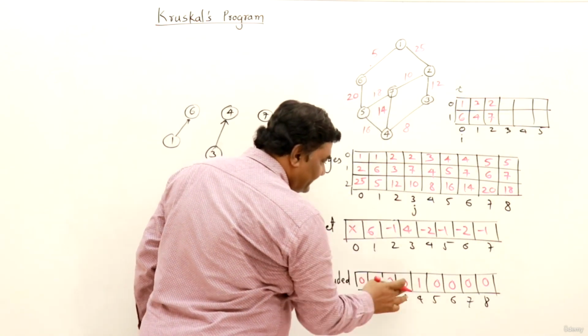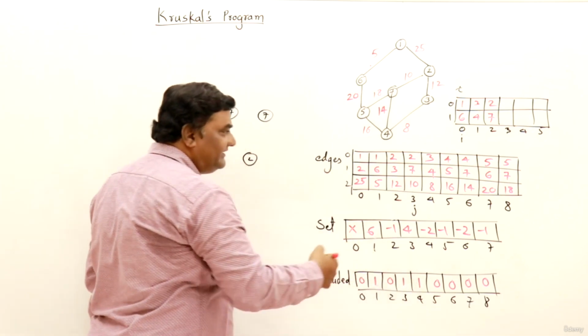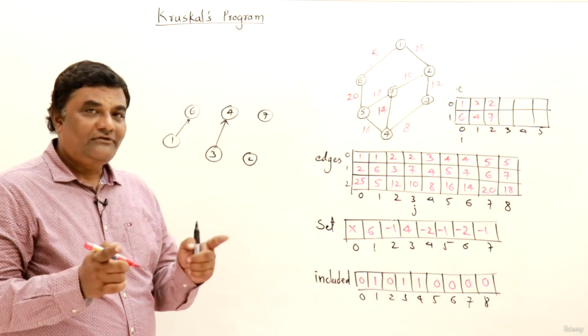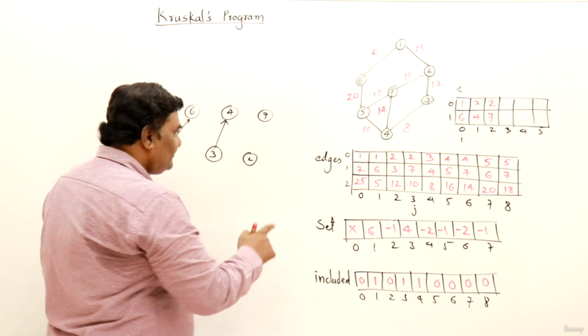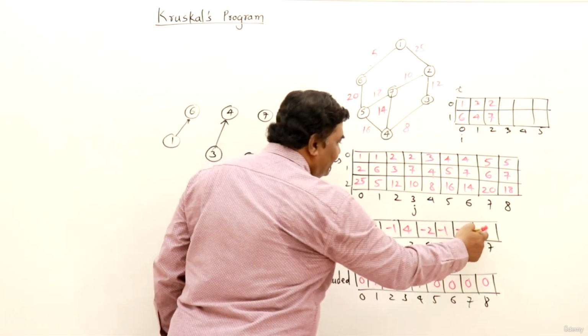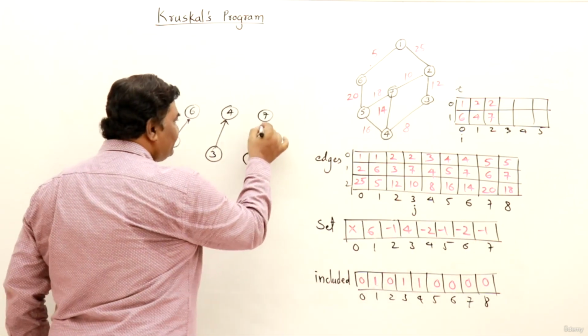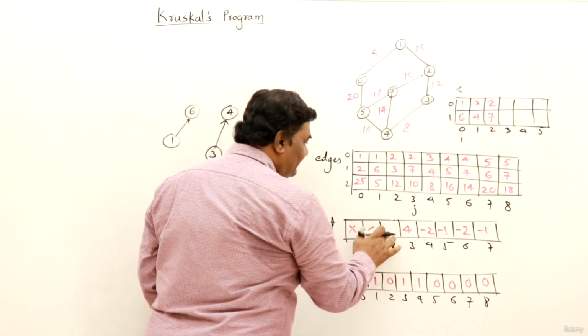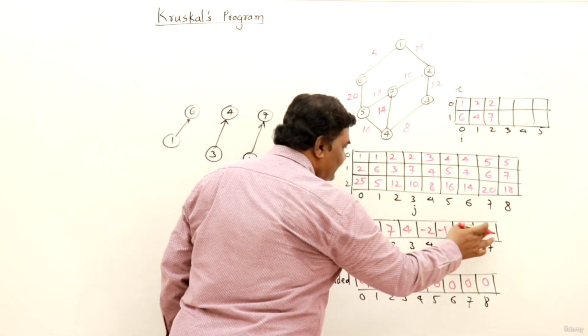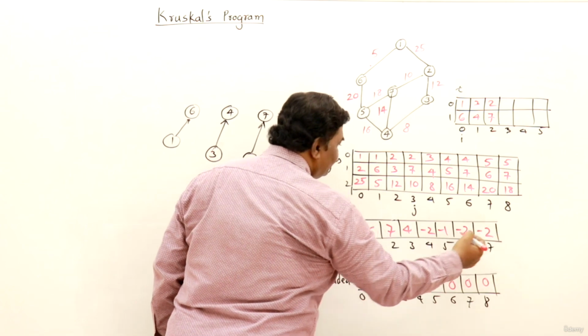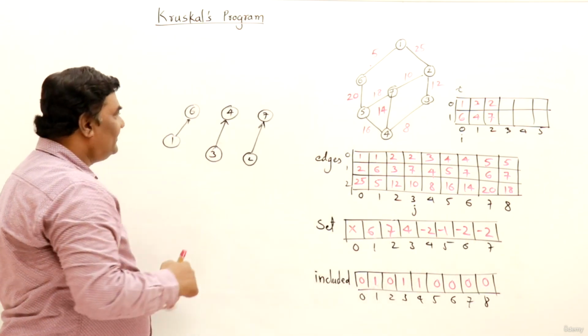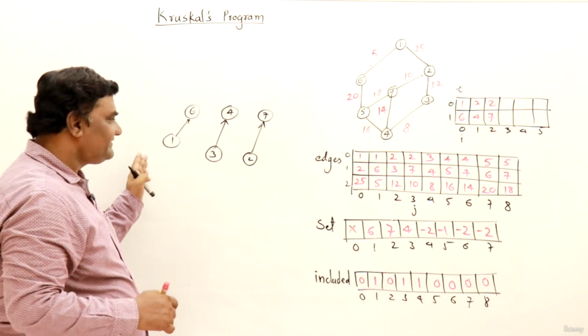And this one, 3, is made as 1. It means it is included. Now we have to perform union. So 2 and 7 both are minus 1, minus 1. So this 2 will be pointing to 7. And here I will write 7. Now 7 says that there are 2 vertices under this set. So we got 3 different sets now.